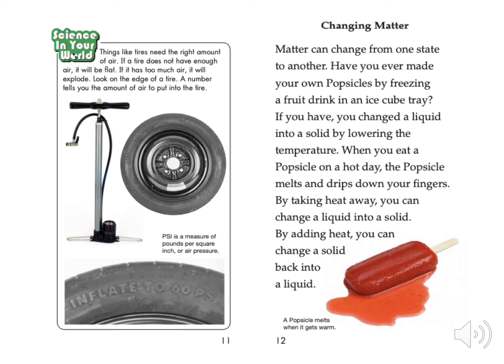Changing matter. Matter can change from one state to another. Have you ever made your own popsicles by freezing a fruit drink in an ice cube tray? If you have, you changed a liquid into a solid by lowering the temperature. When you eat a popsicle on a hot day, the popsicle melts and drips down your fingers. By taking heat away, you can change a liquid into a solid. By adding heat, you can change a solid back into a liquid.